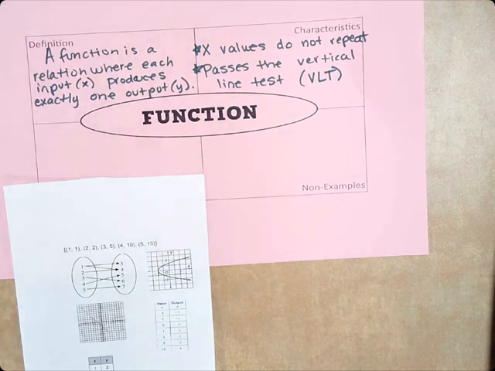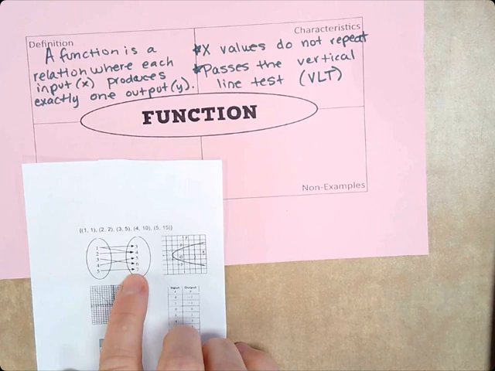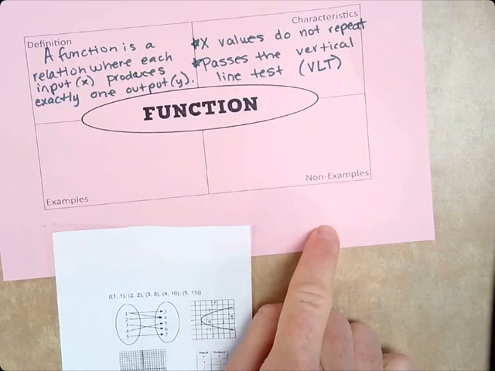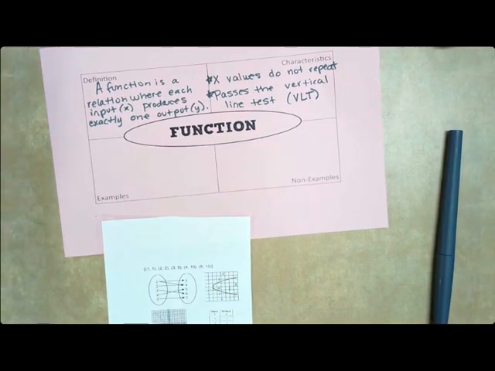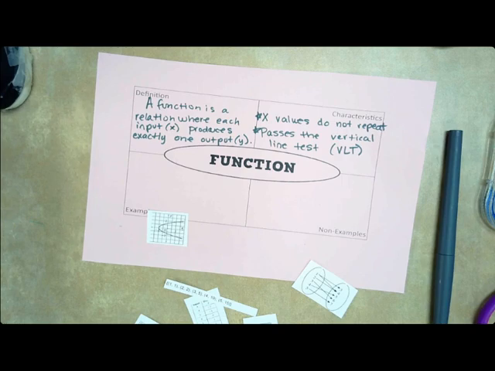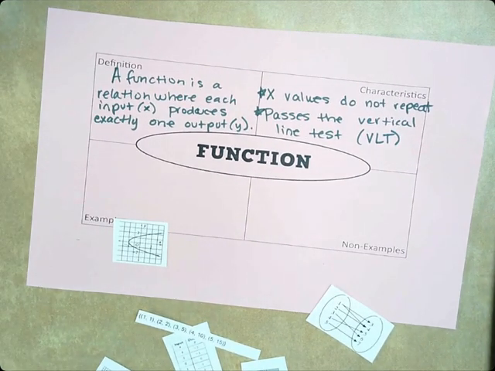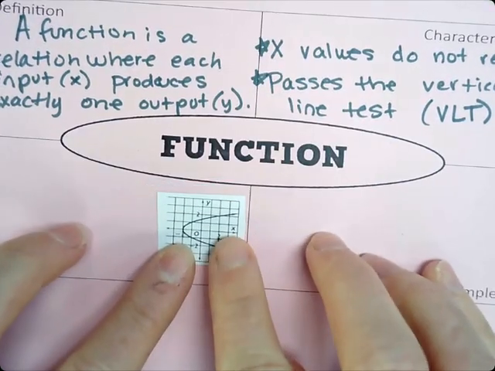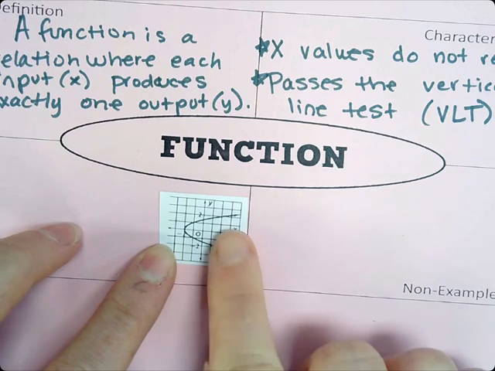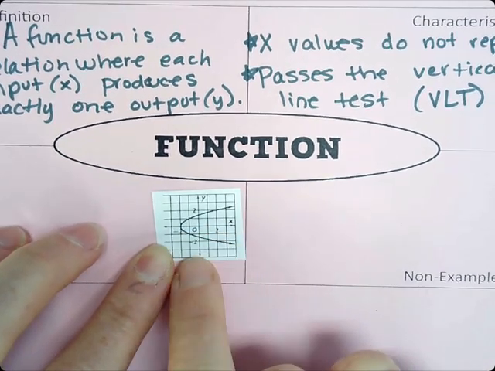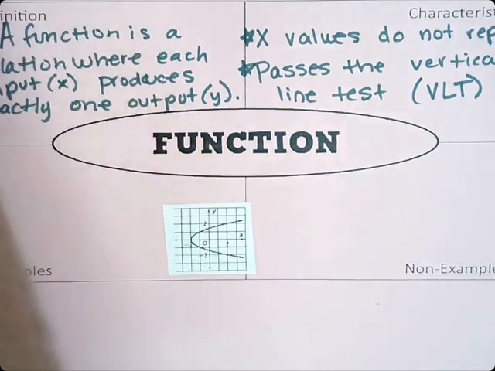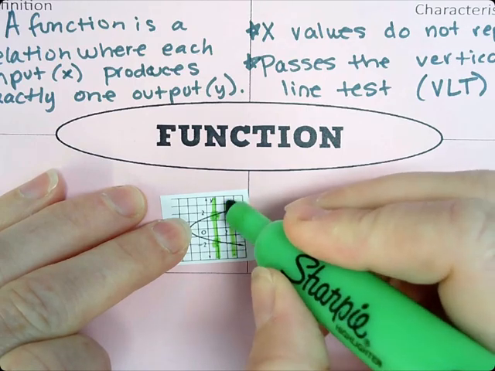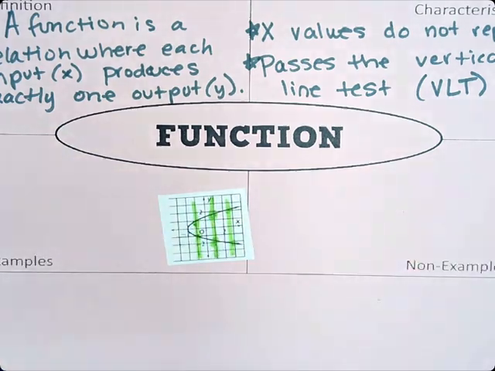Okay, now what you are going to do is cut out each one of these relations and put it under either example or non-example of a function. You can use tape or glue. So let's look at this one first. Something you have to pay attention to once you cut this out is that, remember, your x-axis goes left and right and your y-axis goes up and down. So this does not pass the vertical line test, so this goes in the non-example.